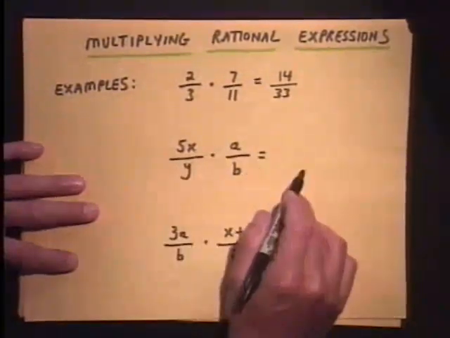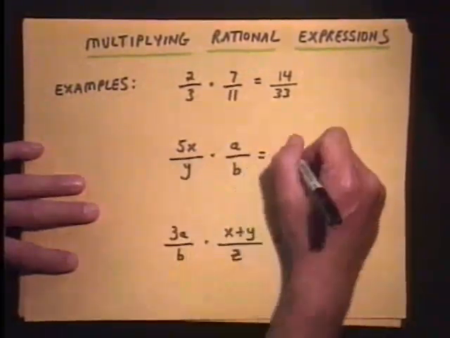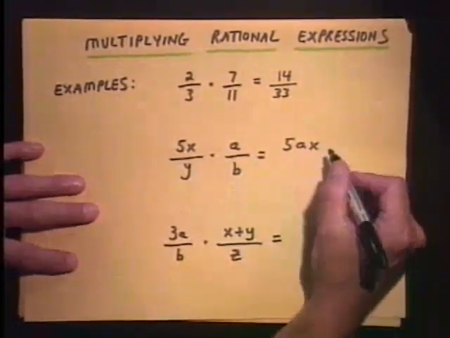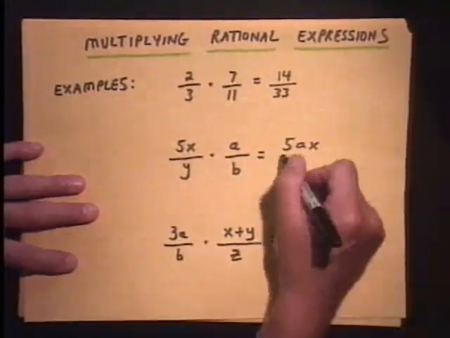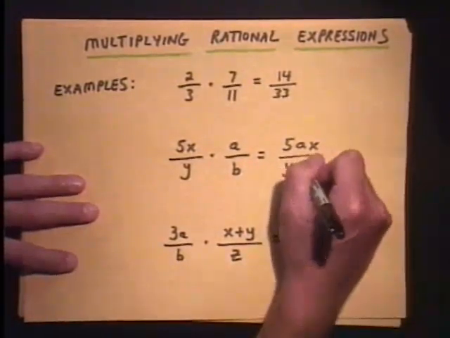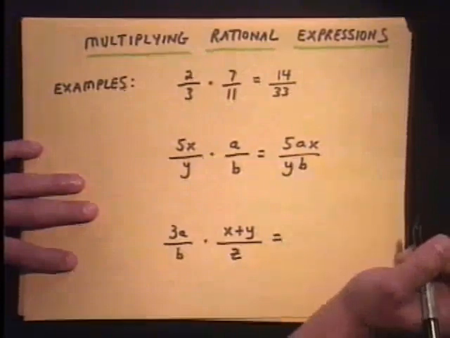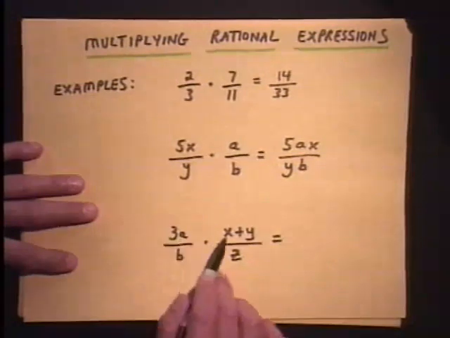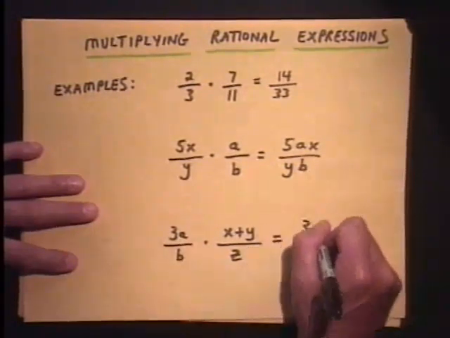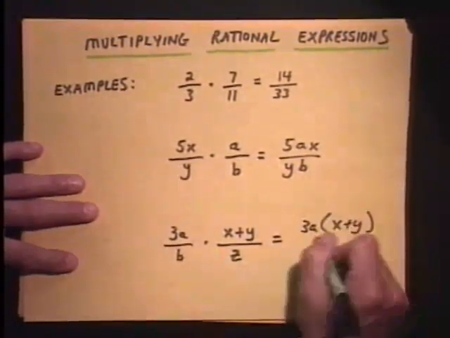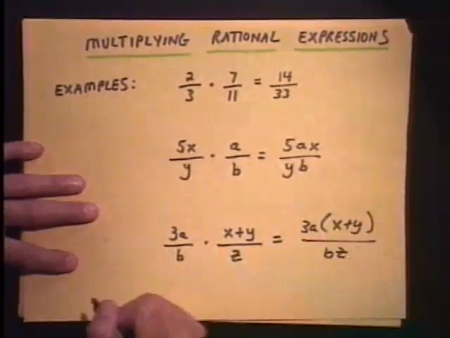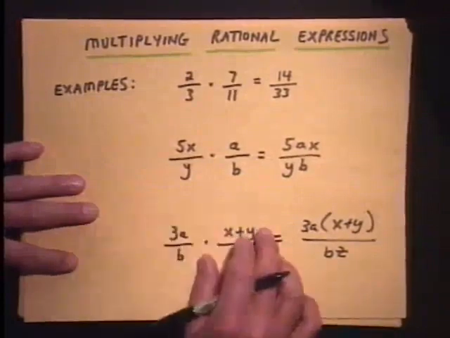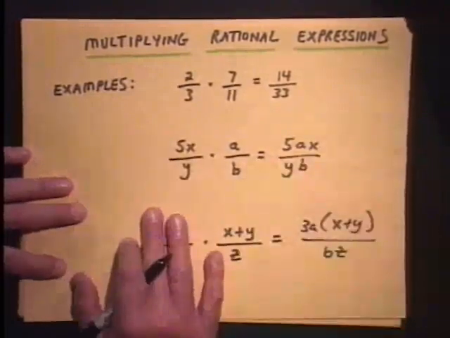Variables, same thing. 5x times a, we can write as 5x times a, or we could write 5xa using the commutative property, it doesn't matter, over yb or by yb. It does not matter. All right. Over here, same thing, variables. Now on the 3a, we would distribute that through. We could say 3a times x plus y all over b times z is bz. And we could distribute it or we could leave it like that, but when there's nothing to cross cancel, that's how you just multiply fractions.